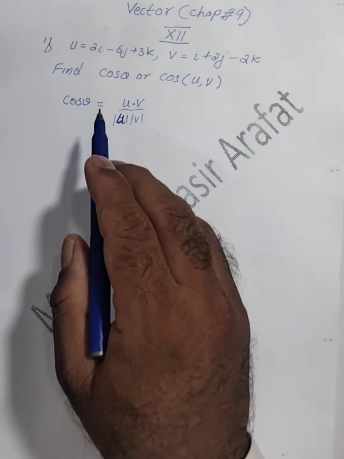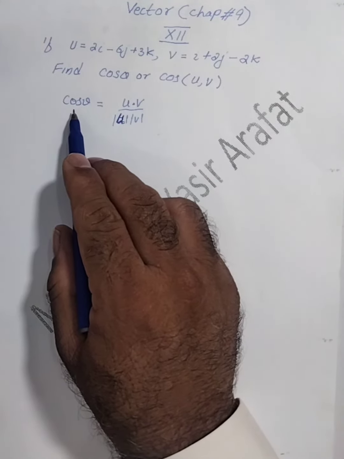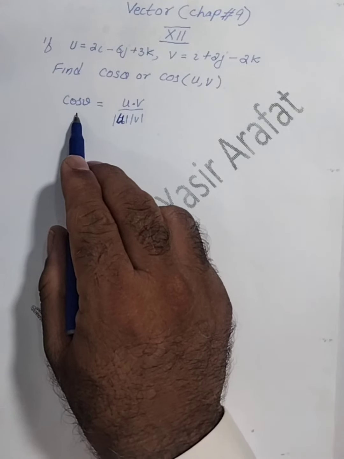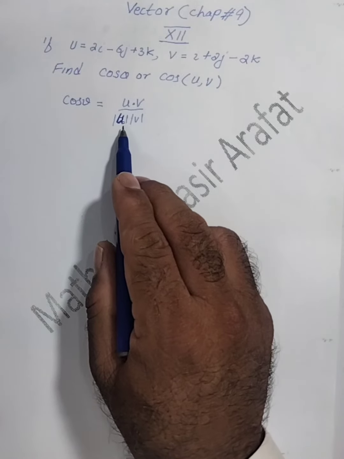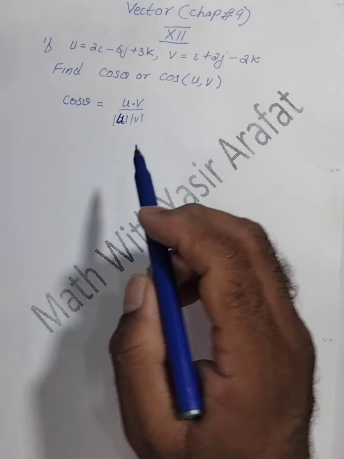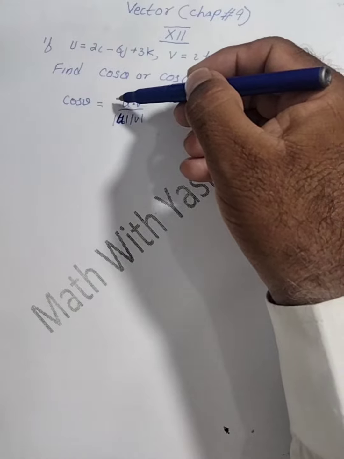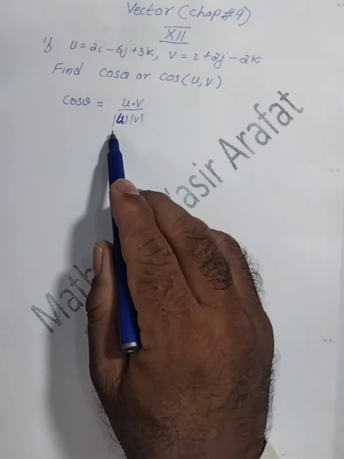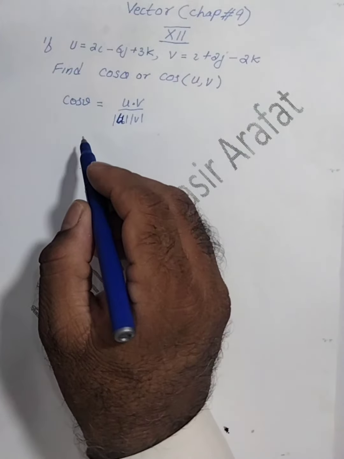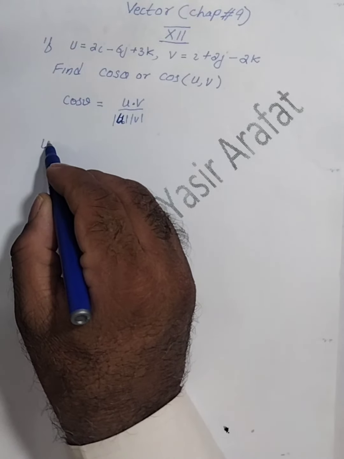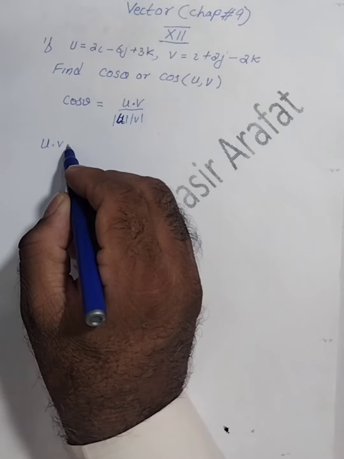That means if we have to find out the cos theta, we have the formula for cos theta, the dot product of the two vectors divided by the product of the modulus of two vectors here. So that means first we have to find out the dot product of two vectors, then their moduli, and we have to put these values here. We will get the value of cos theta here. So here first we have to find out the dot product.